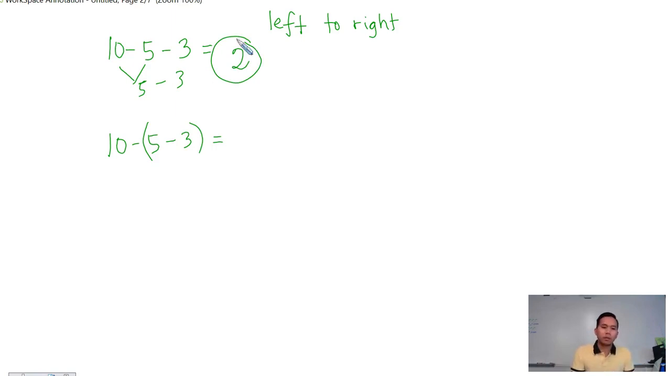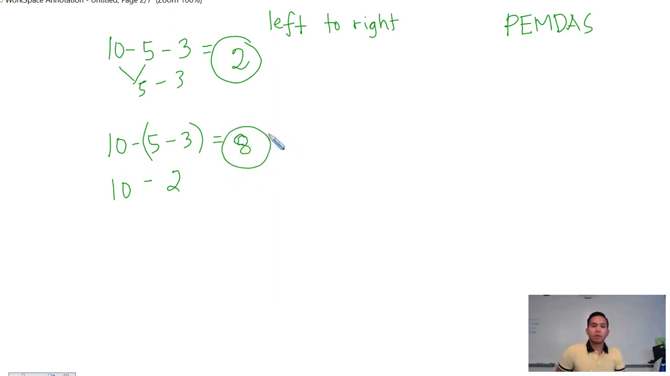The second one is where we have the grouping. Again, we are applying our rule PEMDAS. So parenthesis first. We start with the parenthesis, which is 5 minus 3, which gives us 2, and 10 minus 2 will give us 8. So that is how we have to use our PEMDAS.